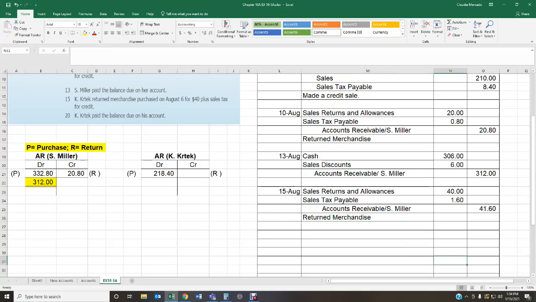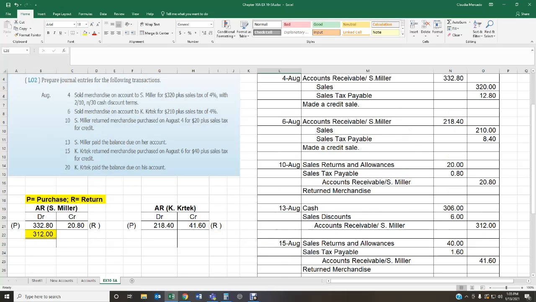Okay, so we return some merchandise. And then I can put here that we had a return of 41.60. Okay, so that happened on the 15th.